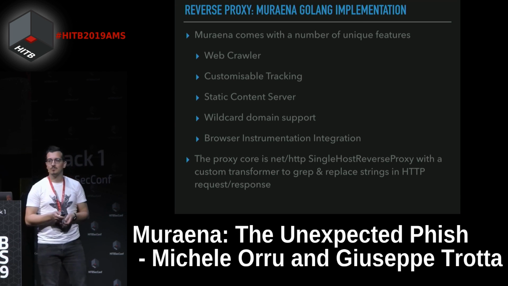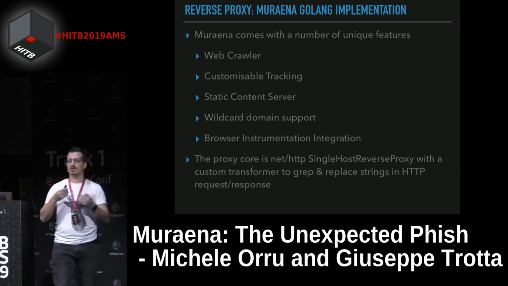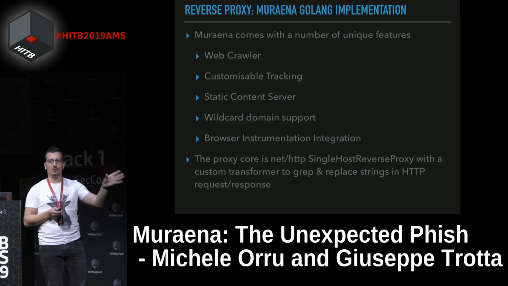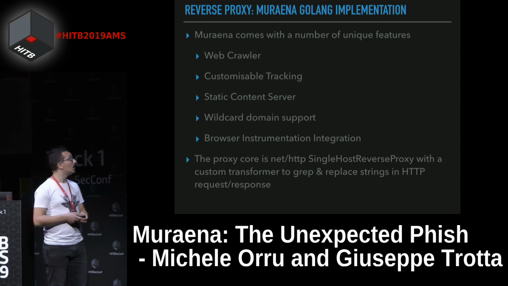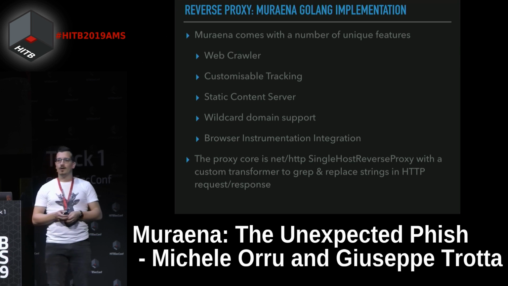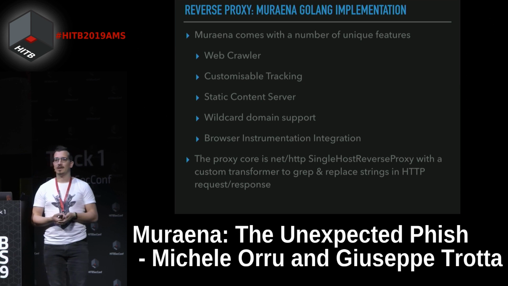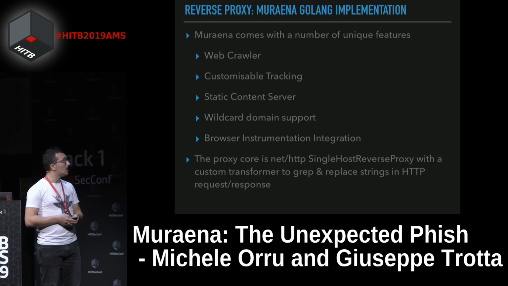Also, customizable tracking, because if we want to track people coming to our phishing domains, we want to see if person A has authenticated and what the cookies are and when he arrived and from where. Also, a static content server. In this way, for example, we can host our malicious application or JavaScript or resources generally. Wildcard domain support, we're going to see in a minute.